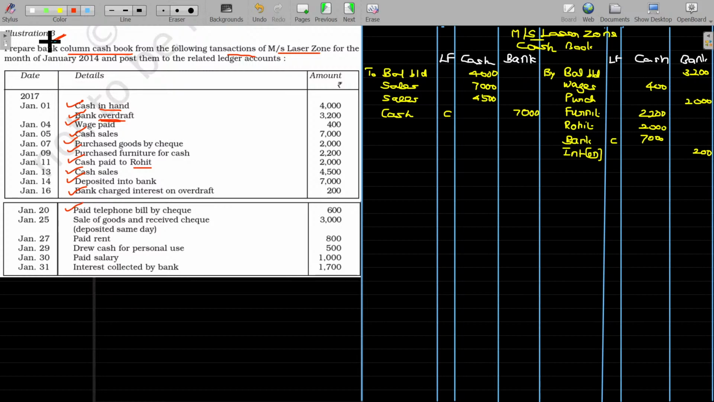Paid telephone bill by check. So telephone bill paid. This payment being 600, that too by way of check. So on the payment side, 600 rupees.